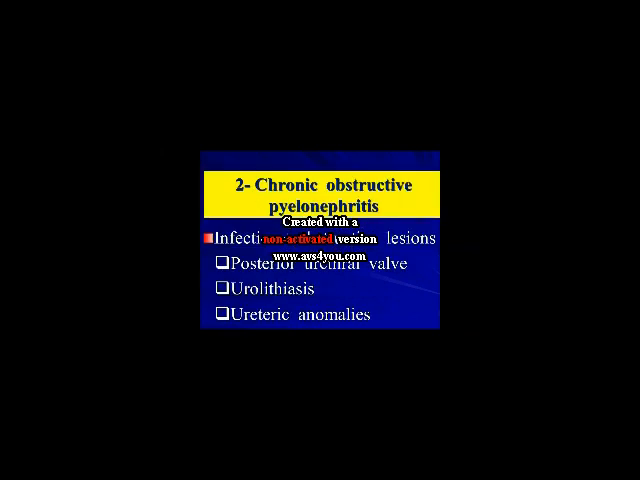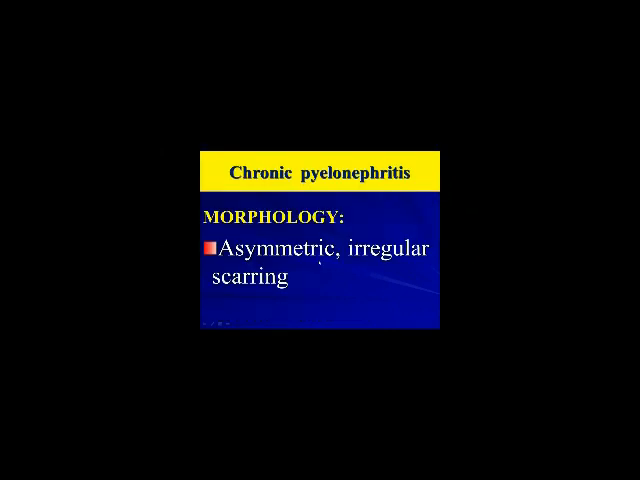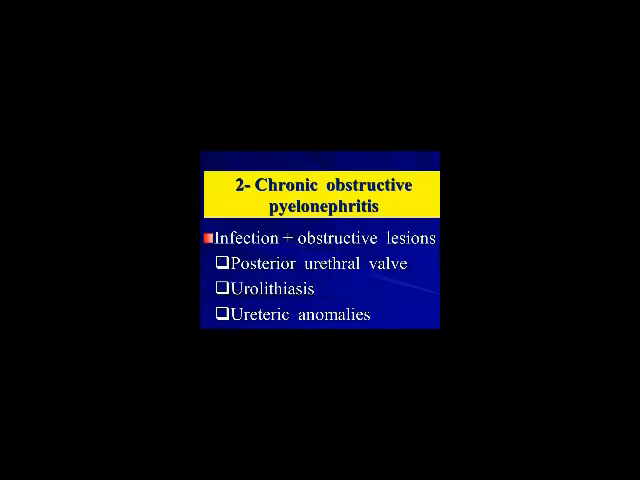Second cause is chronic obstructive pyelonephritis. So obstruction of the urinary tract due to any lesion, for example, it may be posterior urethral valve, or it may be due to ureteric anomalies. All these conditions cause obstruction. Obstruction leads to stasis, and stasis predisposes to infection. So due to chronic infection, there is chronic damage and chronic inflammation, resulting in chronic pyelonephritis.